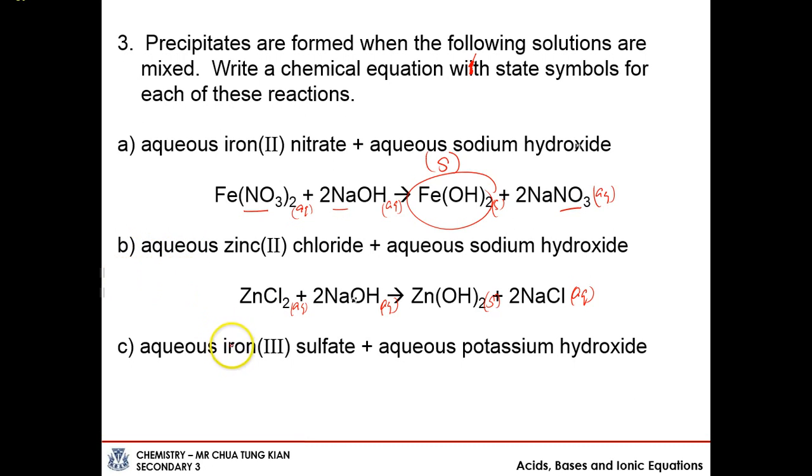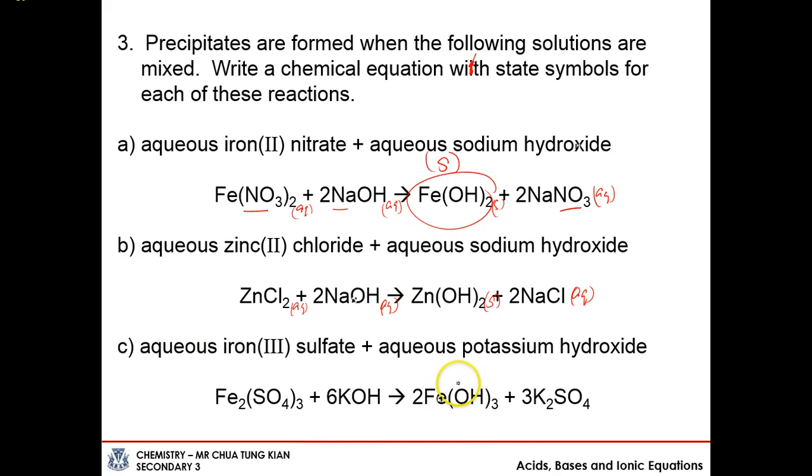The last one is aqueous iron(III) sulfate with aqueous potassium hydroxide, giving us iron(III) hydroxide. This is a reddish brown precipitate. So being a precipitate, this is a solid because it is insoluble in water. All potassium compounds are soluble in water. This is the base, and this is the aqueous sulfate. So it's (aq), (aq), solid, and (aq).